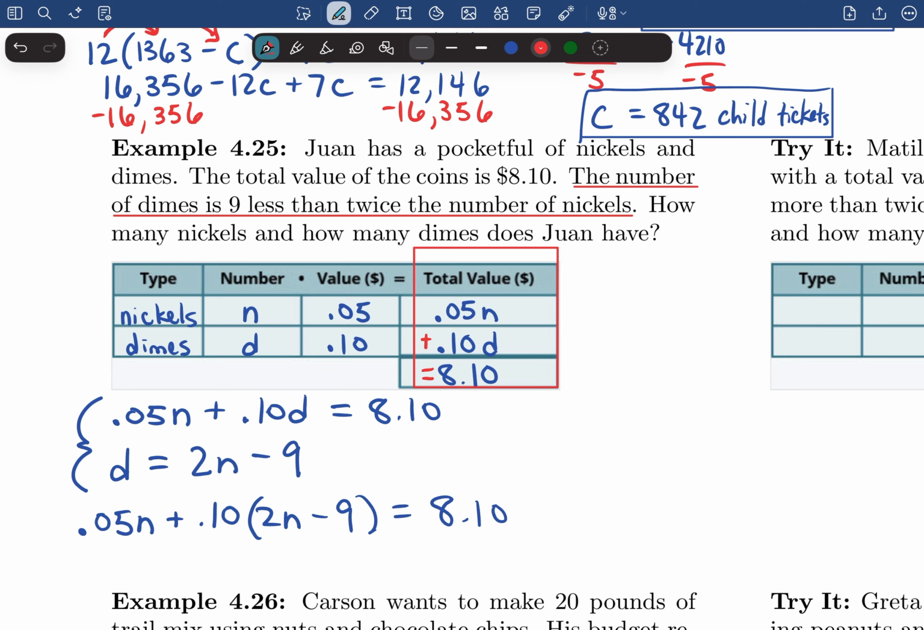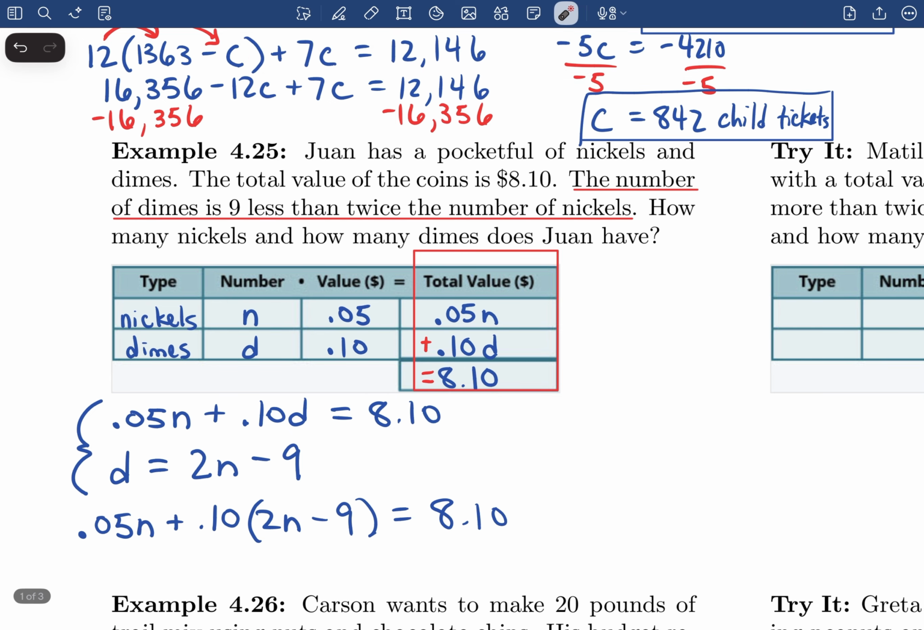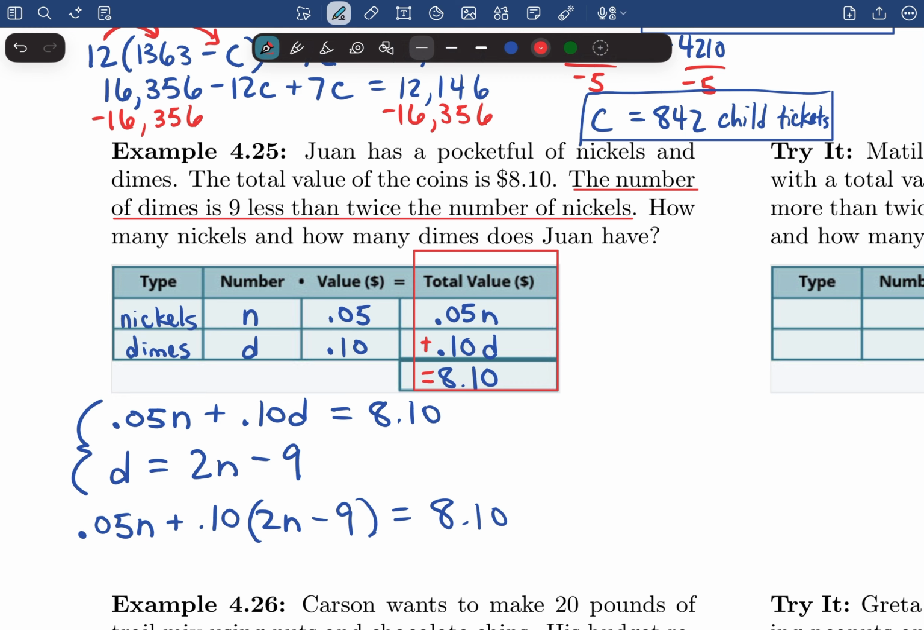Great. I can now solve this equation for d. Oh, sorry, for n, right? N is the variable that's left over. I only have n's in this equation. I will solve for n. And so I distribute, and I'll rewrite my equation as 0.05 times n plus 0.20 times n minus 0.90 equals 8.10.